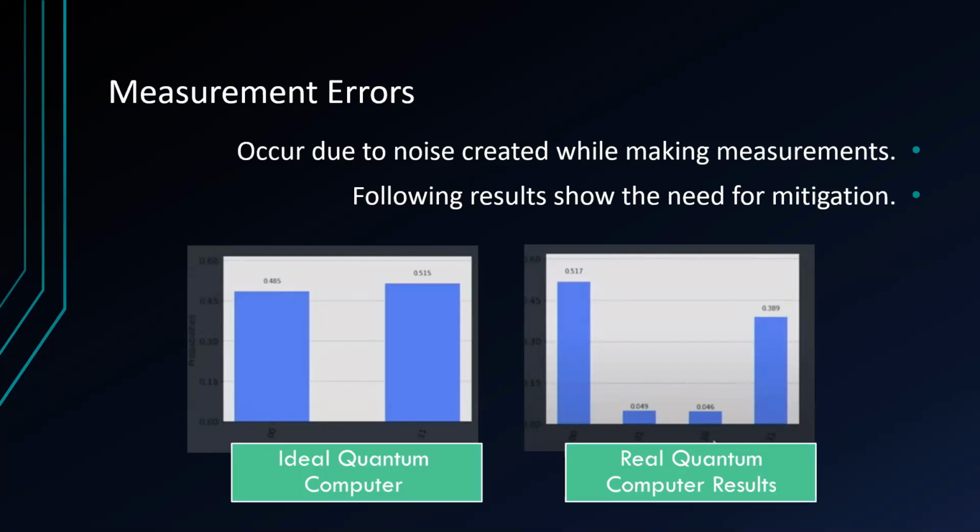So while making these measurements, errors occur, and our task is to mitigate them, to minimize them as much as possible. Now, the graphs which are visible here explain the need for error mitigation. When you talk about an ideal quantum computer, it gives you ideal results, but it is not possible in practice. It's not possible in the real world.